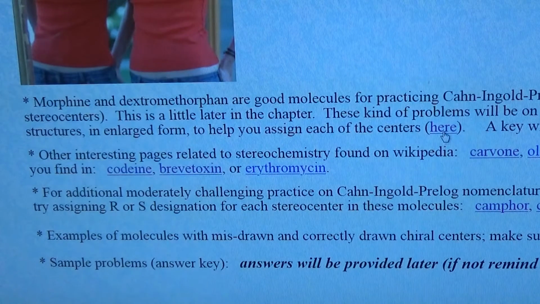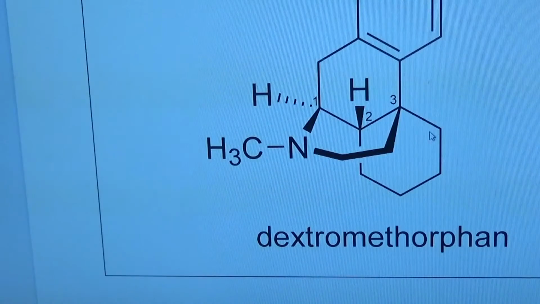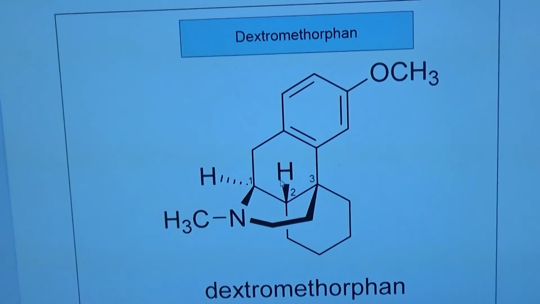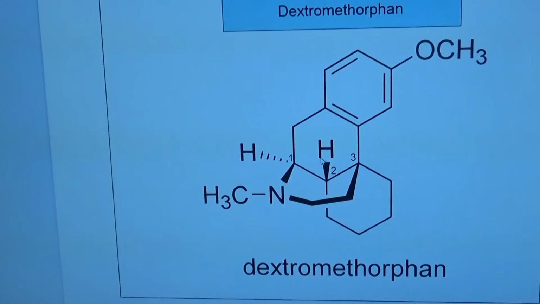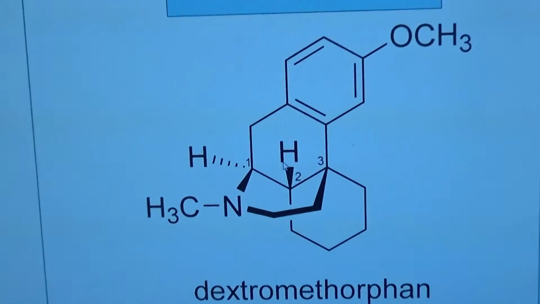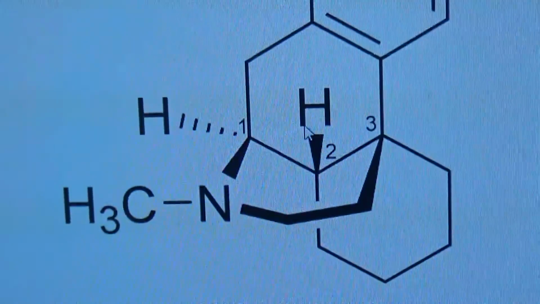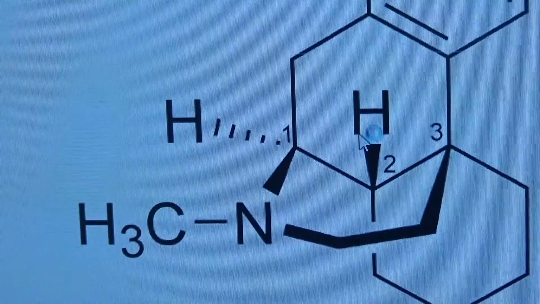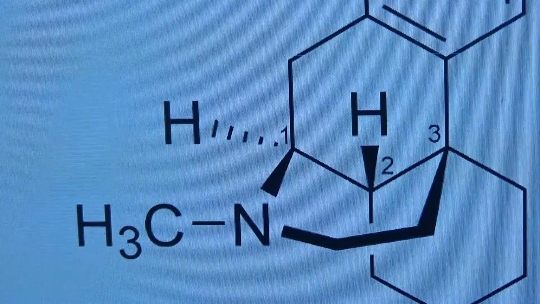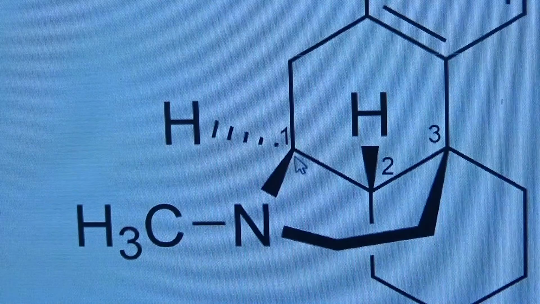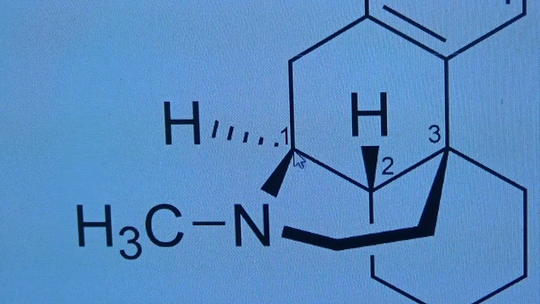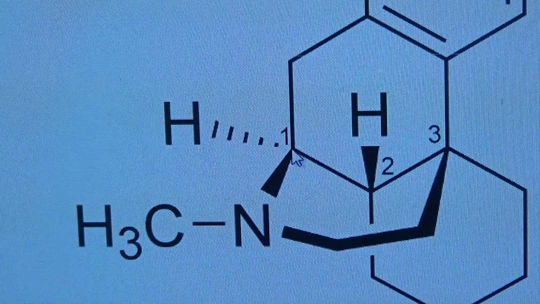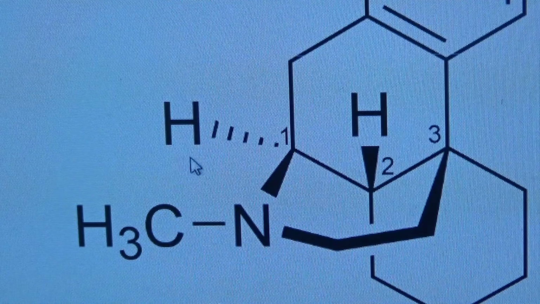But for now, let's try dextromethorphan out. Okay, so here it is, dextromethorphan. This is a cough suppressant, Robitussin DM, Robitussin dextromethorphan. All right. So where are my chiral centers? Oh, there they are. 1, 2, and 3. Let's just quickly try 1, 2, and 3. Looking at 1, when you're doing this, I'd recommend you print this out or make a PDF, and you can add your little labels of A, B, C, and D. Who's D? The hydrogen is going to be D, right?